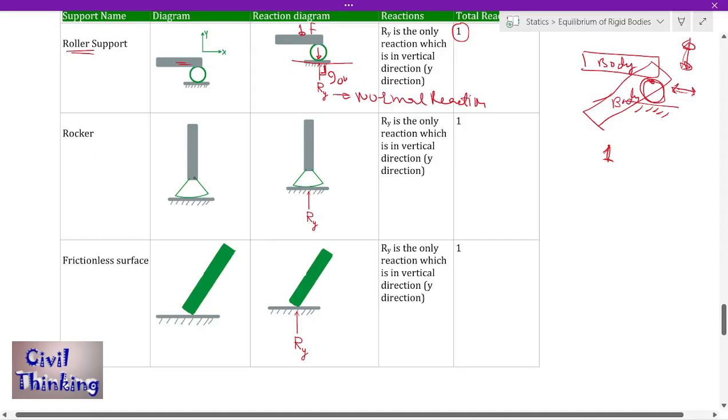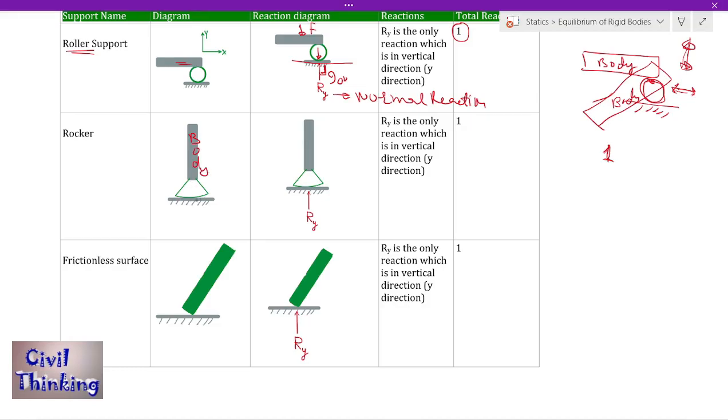Now let's talk about the rocker. What is a rocker? Now you see, this is a body, and this is a rocker. A rocker is the same as a pin or roller support. With the help of a rocker, you can rotate a body on it. You can also move it left or right, but you cannot move it up or down. So the reaction is only one, and the reaction is always at 90 degrees to the surface. This is the normal reaction.